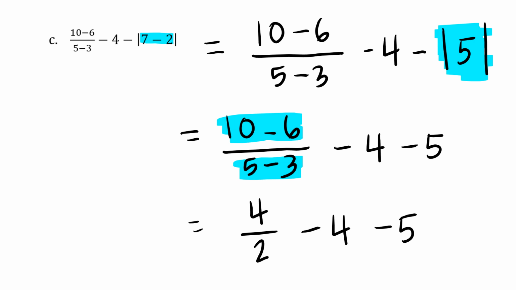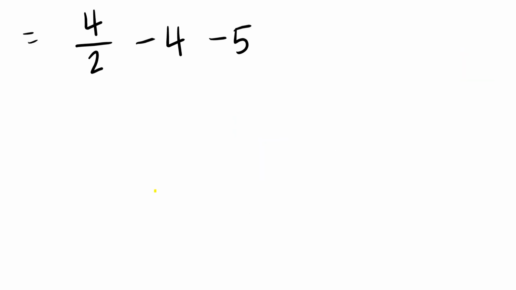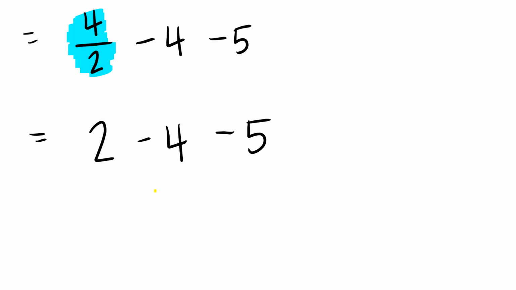I've run out of room here, so I've got to transfer this over to the next page. Same thing as the last line, we've just opened this in a new page. Now I'm going to do that division. 4 divided by 2 is 2. Now I can just work left to right. 2 minus 4 minus 5 is negative 7.